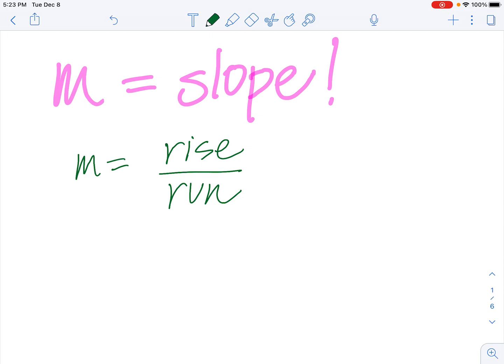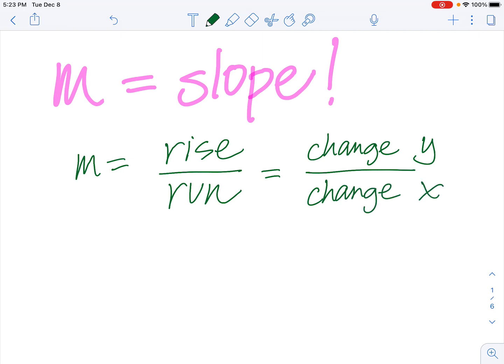Another way to think about the rise is how much does y change, the change in y, and how much does x change, the change in x. So thinking about a graph, when we measured how much a line changed for y, that was the rise. When we measured how much a line changed for x, that was the run. And the rise over the run gives us the slope.